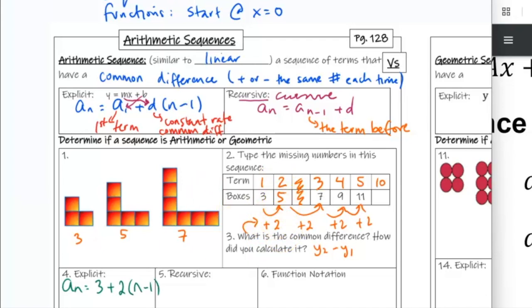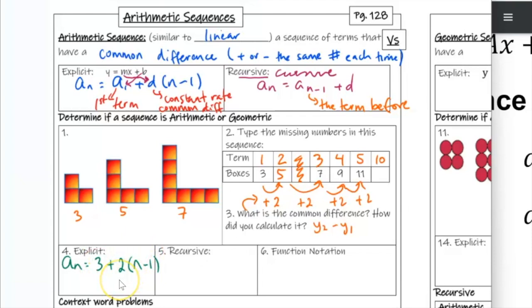Okay, so now we're going to go from explicit functions to function notation. I'm just going to show you the relationship of why they're the same. Then I'm going to prove it to you. So I'm going to simplify this right here. To simplify that, I'm going to distribute 2 times n, which is 2n, 2 times negative 1, which is negative 2. And out here we just have 3 plus, right? So when I combine like terms, 3 minus 2, that's going to give me 1. So this is going to be 1 plus 2n.